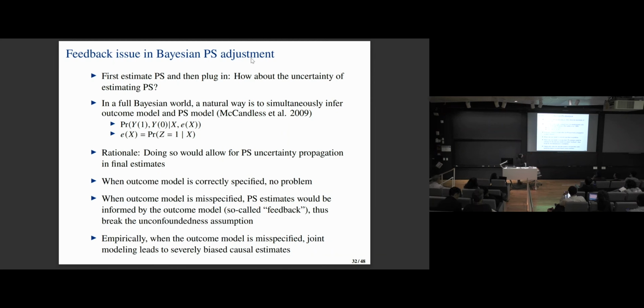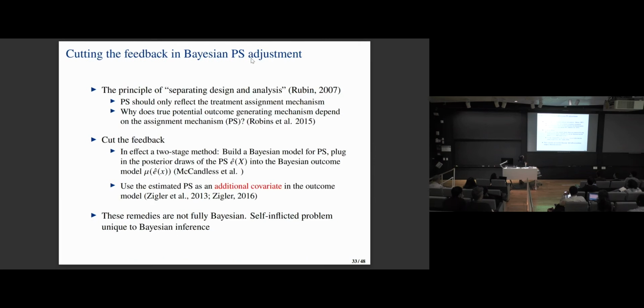So this is called the feedback. Empirically, when the outcome model is misspecified, the joint model leads to very severely biased causal estimates. And I remember Corey probably first ran into many of those problems and then realized, well, we have to cut this feedback. So that's, from a traditional Bayesian perspective, what the issues are, what the strange problems are there. Then Corey, or Francesca, from that perspective, realized this feedback is really a problem.